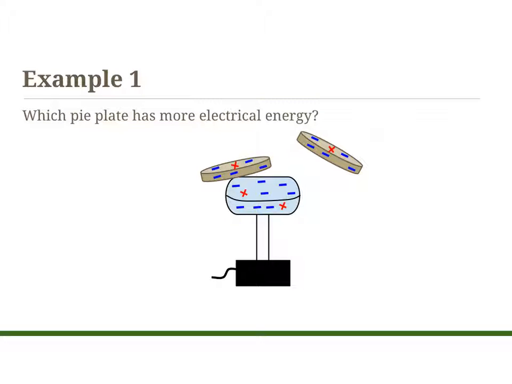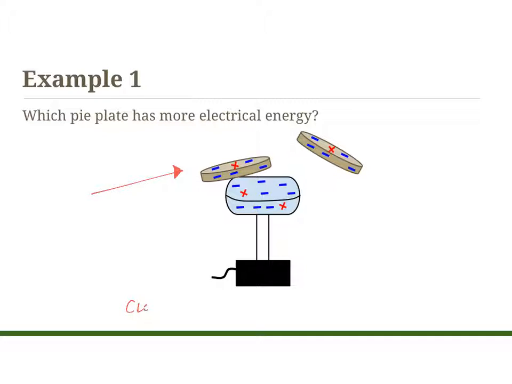Here I have a Van de Graaff generator that is incredibly negative. I have two pie plates. They both have the same amount of negative charge. One is a lot closer than the other, and so the question is, which one has more electrical energy? And the answer to that question is the one that's closer. The reasoning, if I go back to my rules for predicting the strength of electrical energy, is that objects closer with like charges have more electrical energy.